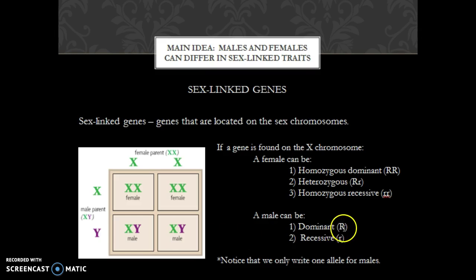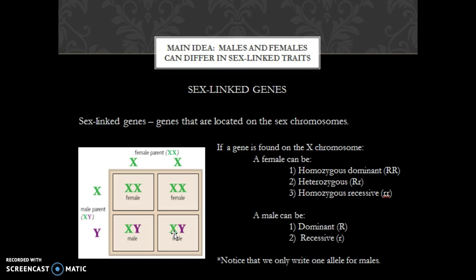In this case, males, our genotype is simply put R. In this case, our genotype is simply put little r. A male cannot be heterozygous for genes found on the X chromosome. They can't be heterozygous because they only have 1 copy of that X chromosome. So how does this factor in for problems with genes and traits that are sex-linked?